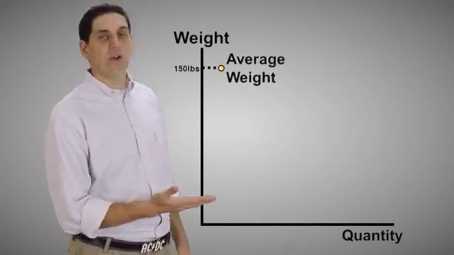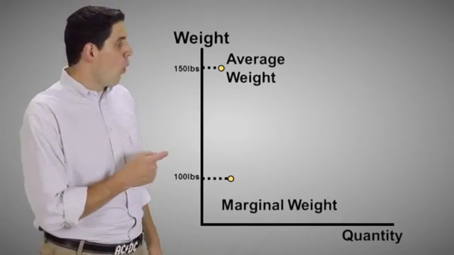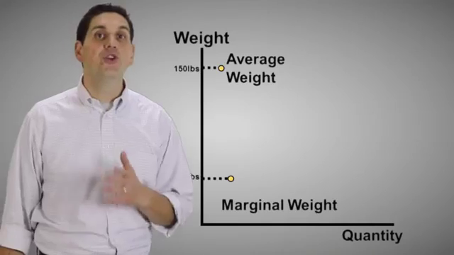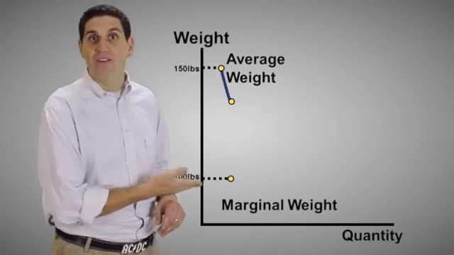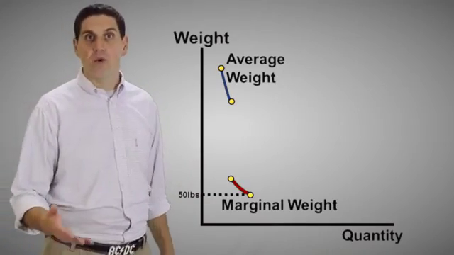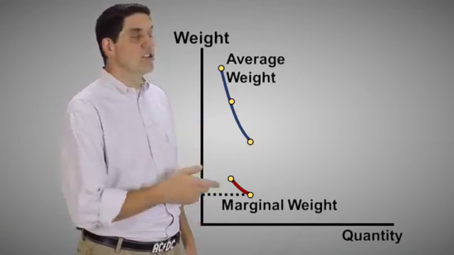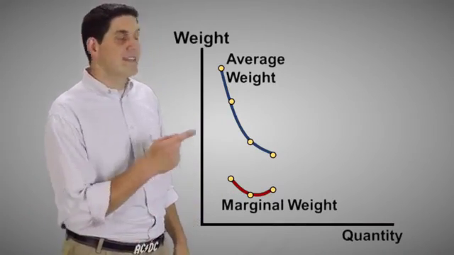Let's say there's some people in a room and the average weight is 150 pounds. Let's say that the next person who walks in the room, the marginal person, weighs 100 pounds. What's that going to do to the average? Well, when the marginal is below the average, it's going to pull the average down. Let's say the next person who walks in the room is only 50 pounds. Well, again, the marginal is less than the average, so it's going to pull the average down.